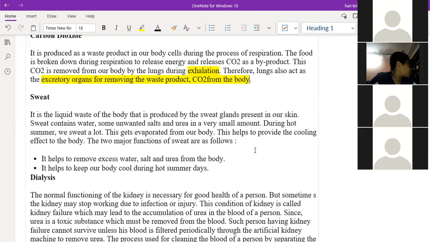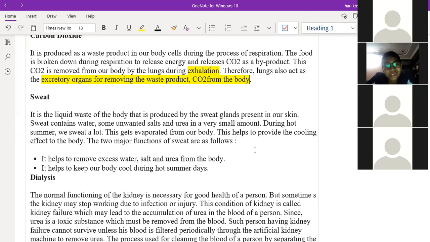Generally, sweat will contain excess water only. Most of the sweat is only water, and a small amount of urea will be there in that. That's all. So sweat is to remove the excess water present in our body and a small quantity of urea from our body. Sir, sweating also helps to regulate our body temperature. Yeah, good.